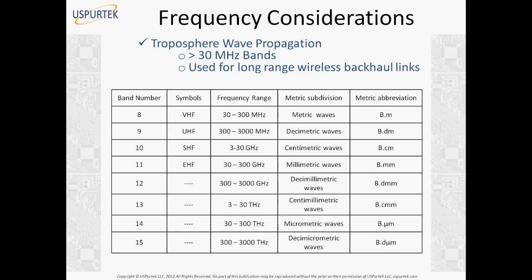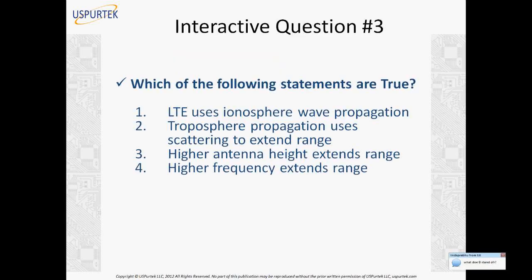This is very useful for long-range wireless backhaul links, from microwave links. It's very commonly used for microwave links. And we benefit from the extension of the radio horizon by 1.15 times. That means 50% more distance is achieved just because of troposphere scattering and refraction. Okay, let's pause for a while again.